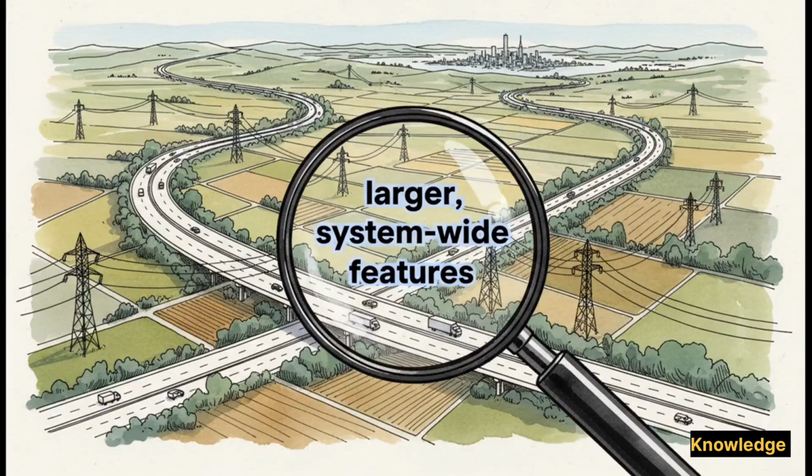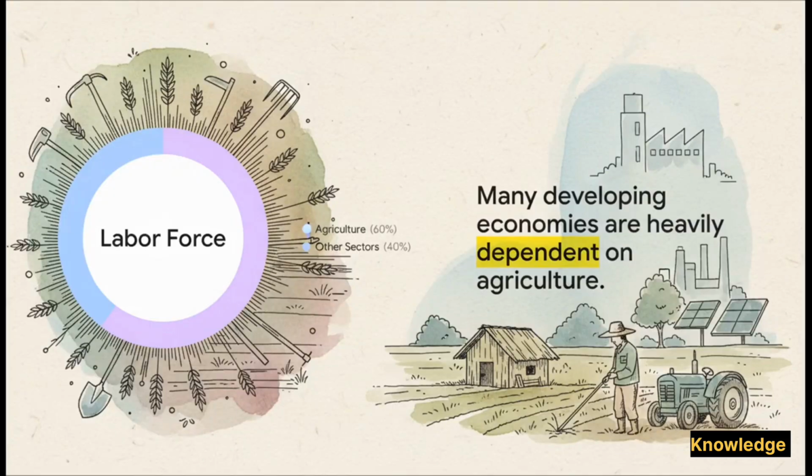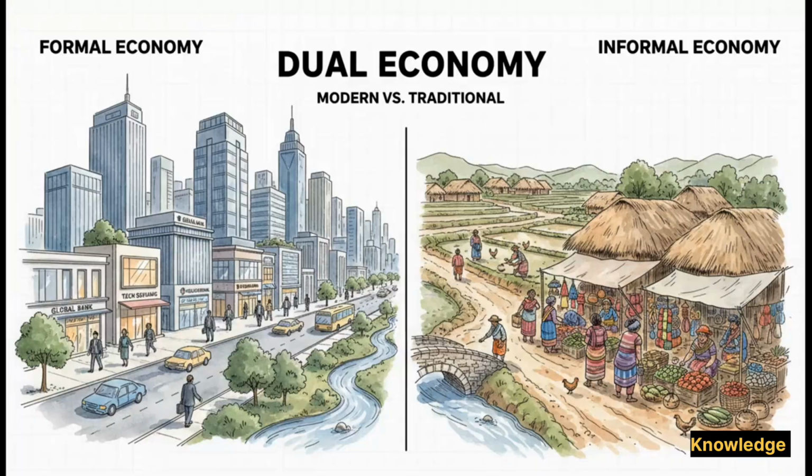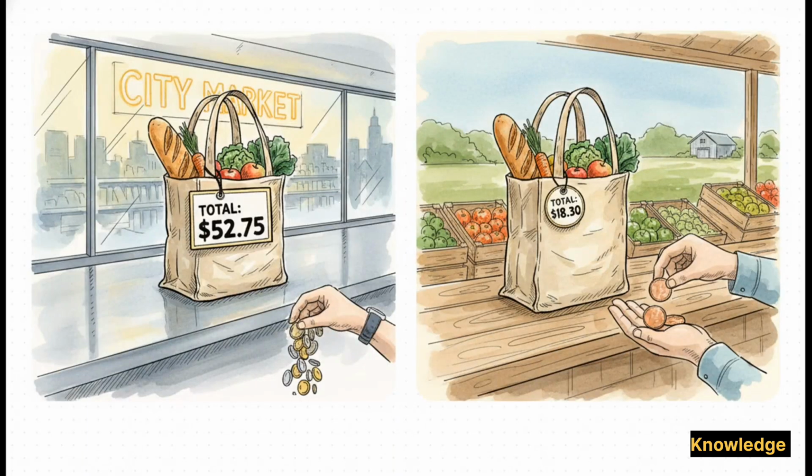So what about the big picture? Let's zoom out to the system problem. A huge one is a heavy reliance on agriculture. We're talking over 60% of the workforce. And this often creates what's called a dual economy. It's like two different systems in one country. So, the price for the same exact thing, say vegetables, can be totally different depending where you are.